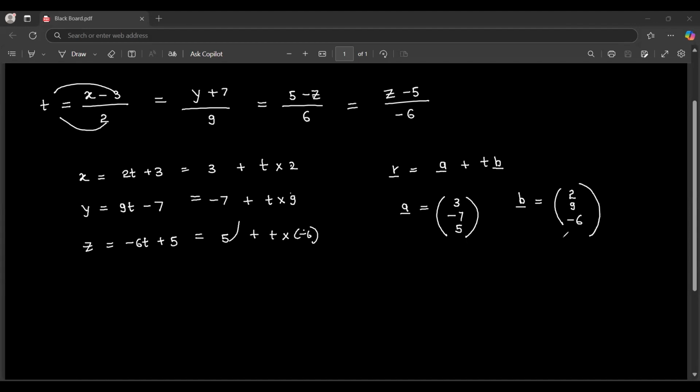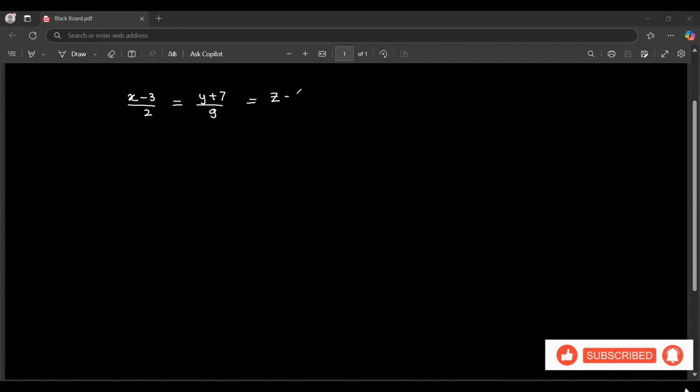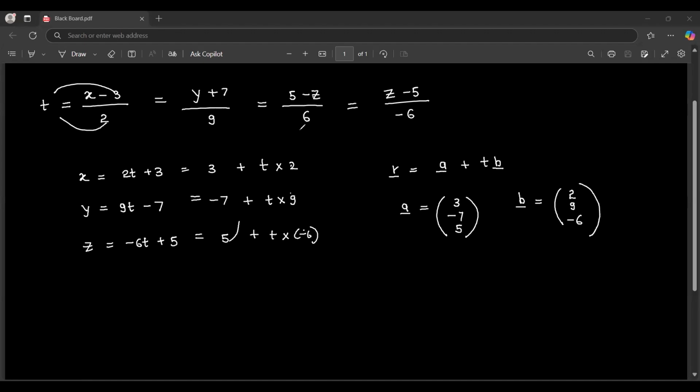Or as we did earlier, without moving to another step, we can directly write that down. If you have something like this, (x minus 3) over 2 is equal to (y plus 7) over 9 is equal to (z minus 5) over 6, or minus 6. Was this the question? Wait, did I write the question wrong earlier? No, I have been writing the question correctly. So this is not minus 6, this is 6.